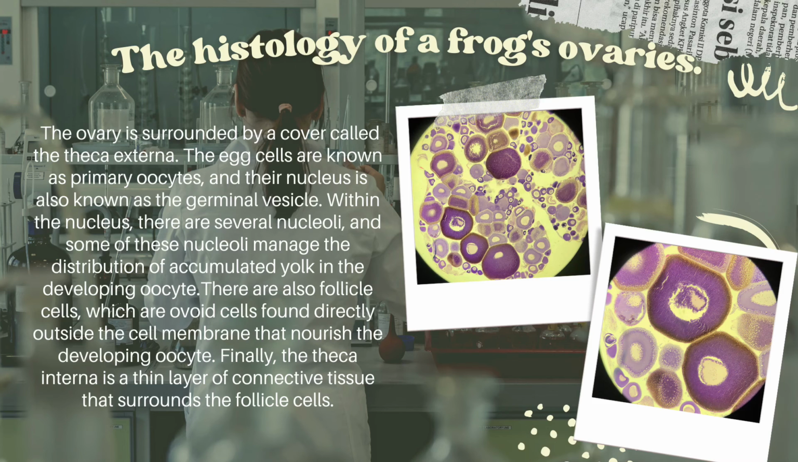Within the nucleus, there are several nucleoli, and some of these nucleoli manage the distribution of accumulated yolk in the developing oocyte. There are also follicle cells, which are ovoid cells found directly outside the cell membrane that nourish the developing oocyte. Finally, the theca interna is a thin layer of connective tissue that surrounds the follicle cells.